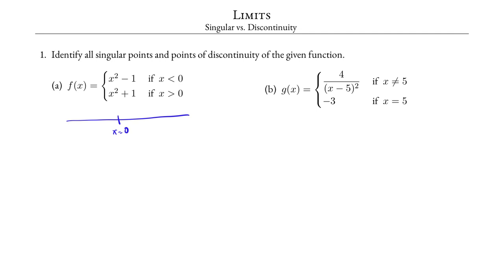On the left-hand side of 0, the formula is x squared minus 1, and on the right-hand side of 0, the formula is x squared plus 1. We see that f of 0 is undefined. And since f of 0 is undefined because 0 is not included in the specified domain here, we say that x equals 0 is a singular point.